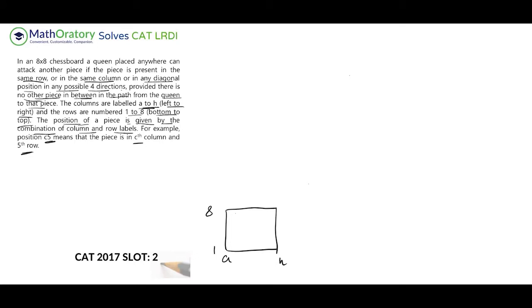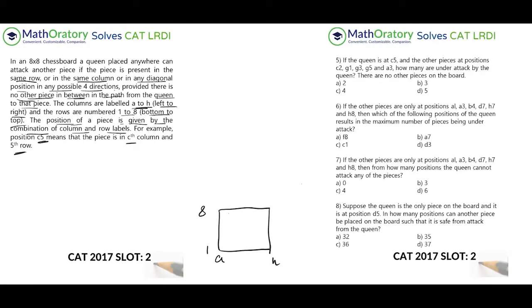So this is basically the description of the movement and the board, because this is pretty obvious now. So let's get the questions now, and we'll solve it on the basis of the questions. The fifth question asks if the queen is at C5 and the other pieces are at this position, how many are under attack by the queen? There are no other pieces on the board.